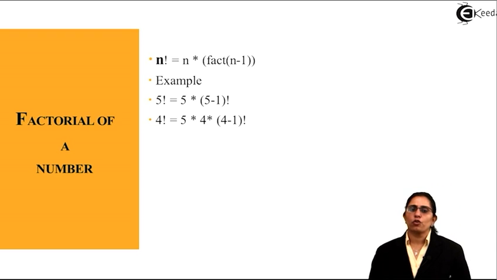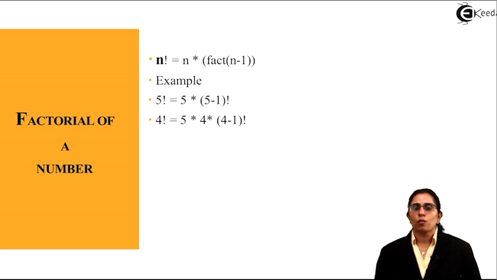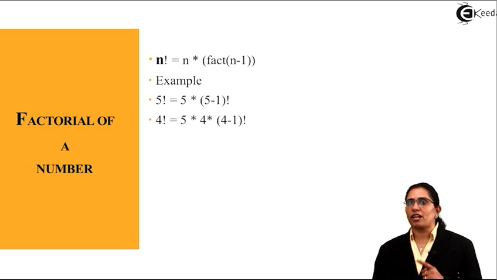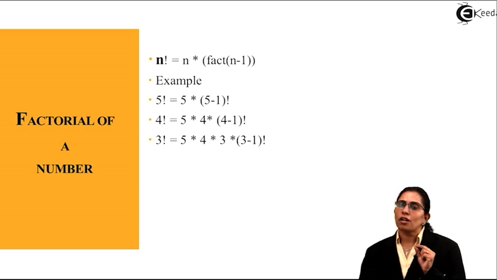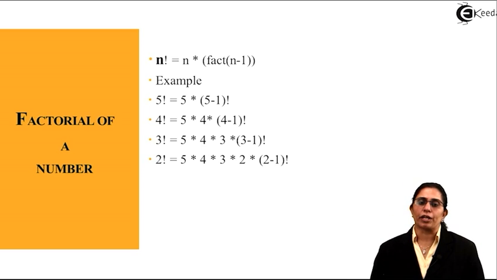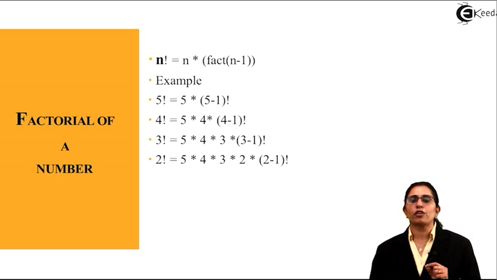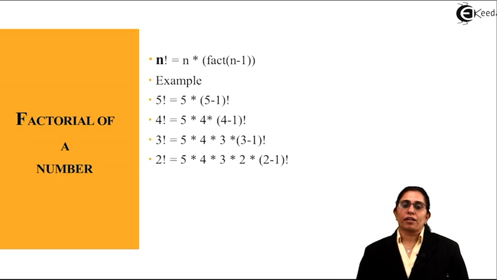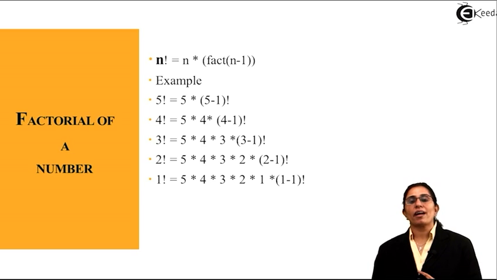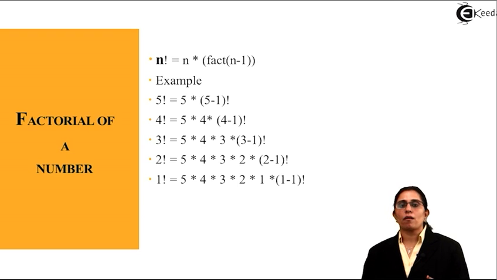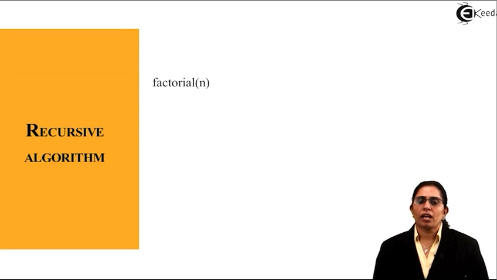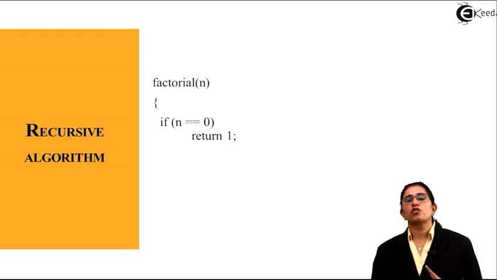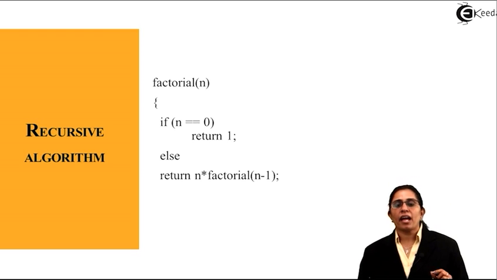So 4 factorial is equal to 5 into (4 minus 1), which is 5 into 4 into 3 factorial, as the function calls itself. So 3 factorial is equal to 5 into 4 into 3 into (3 minus 1) factorial, which is 2 factorial. So 2 factorial is equal to 5 into 4 into 3 into 2 into (2 minus 1), which is 1 factorial. So 5 into 4 into 3 into 2 into 1 into (1 minus 1), which is 0 factorial. So when it becomes less than that, it comes out of the loop. Now the recursive algorithm for factorial(n): if n is equal to 0, it returns 1, else return n into factorial(n minus 1), and it ends.